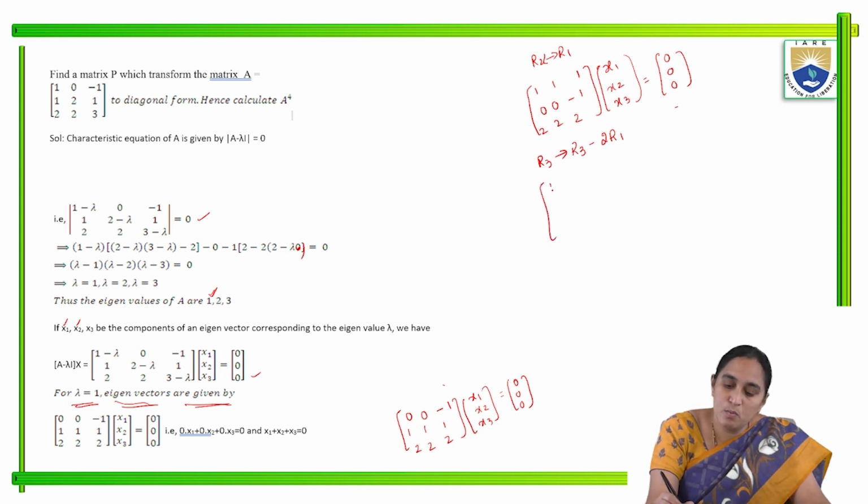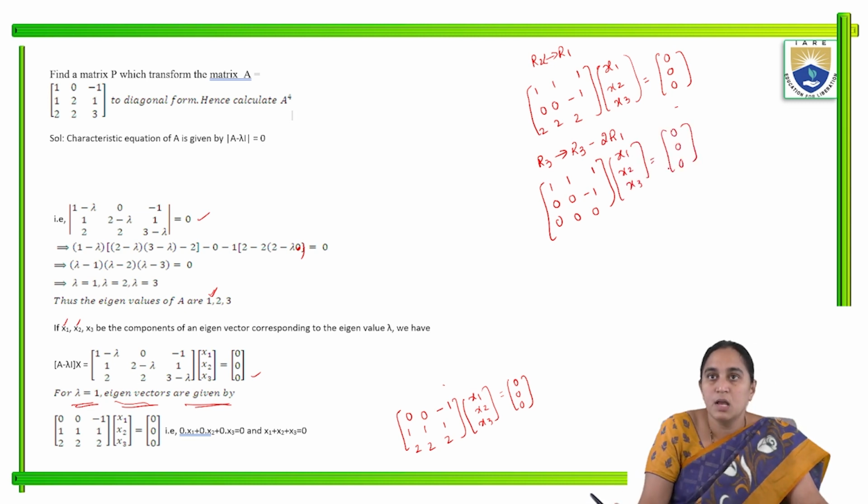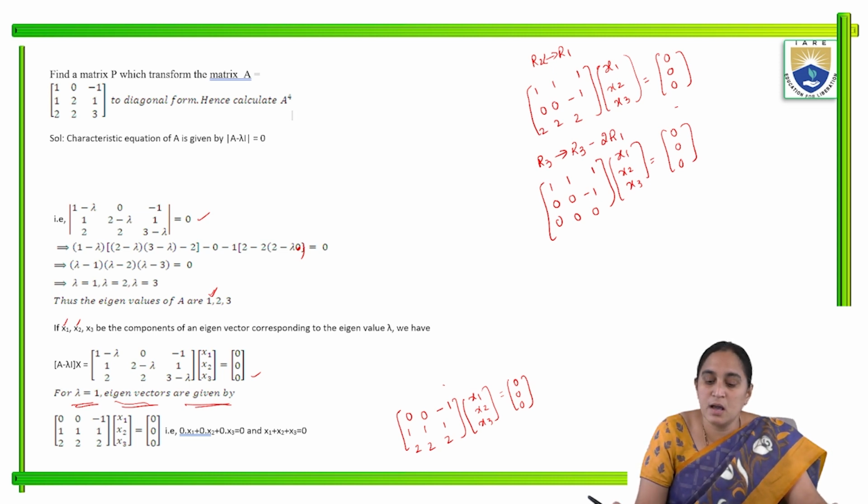For that, R1 is 1, 1, 1. There is no change in the second row, that is 0, 0, minus 1. In the third row, 2 minus 2 into 1 is 0, and similarly 2 minus 2 is 0, and 2 minus 2 is 0, into x1, x2, x3 is equal to 0, 0, 0. After using R3 with respect to R1, R3 is completely zeros. Is it echelon form or not? This is echelon form.